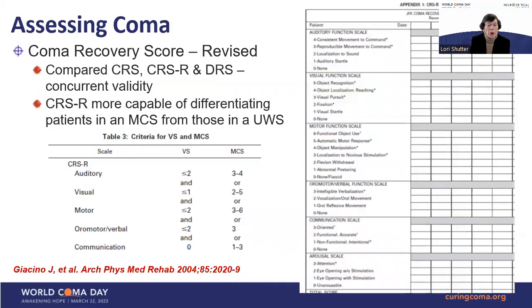Now, the Coma Recovery Scale actually has capabilities to help us differentiate patients in minimally conscious state from those in an unresponsive wakefulness state. It has good inter-rater and test-retest reliability. It is used by our rehab colleagues, but it is a tool that we might be able to use more in the ICU if we become familiar with it.